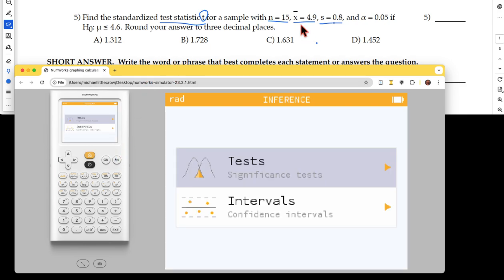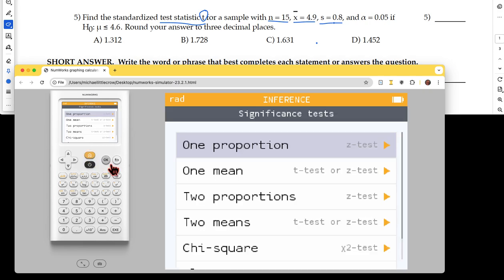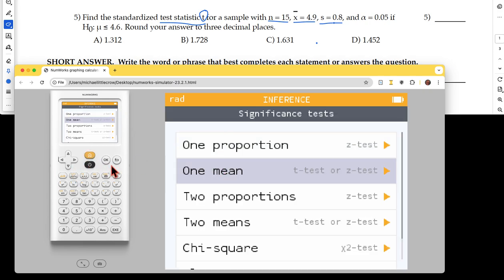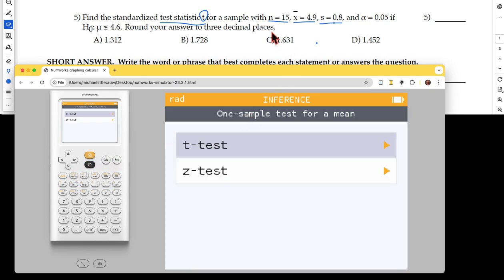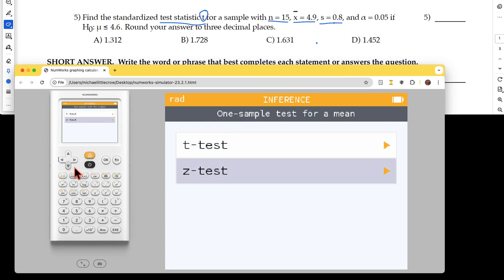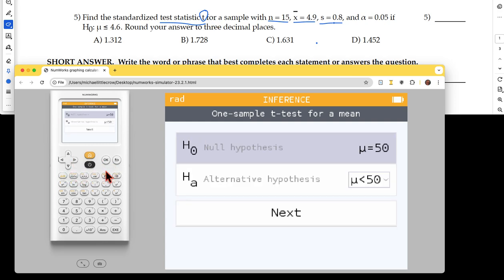We have a sample mean, a single sample mean. So we're doing tests. We're going to do one mean, and we're going to do the t-test because that's what they're asking for. Oops, t. Right? The null hypothesis we're given is that it's less than or equal to 4.6. That's what we have, but our option is only to put in that mu is equal to 4.6. That's okay. So let's go ahead and enter that.